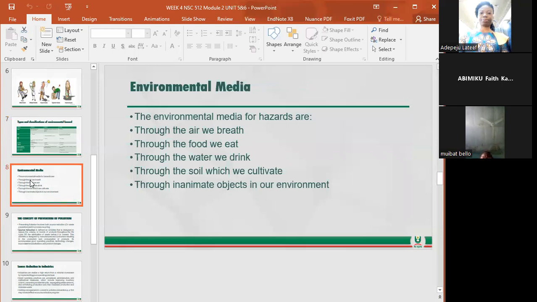Environmental media, what are they? When we say environmental media, they are as follows. You can have environmental media hazard, which could be through the air we breathe in, through the food we eat, through the water we drink, as well as through the soil which we cultivate in.